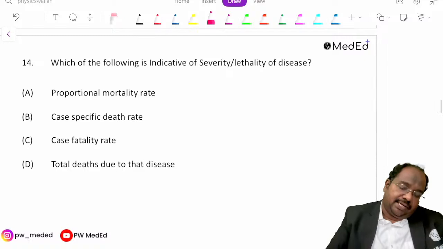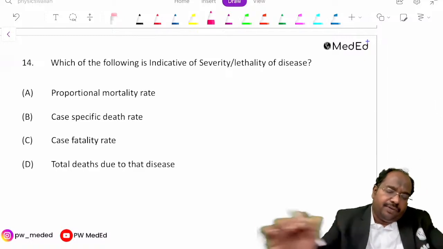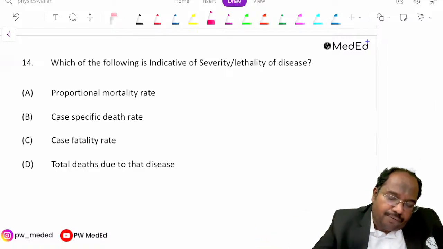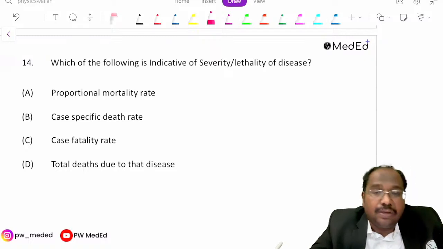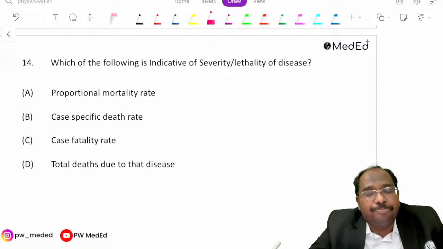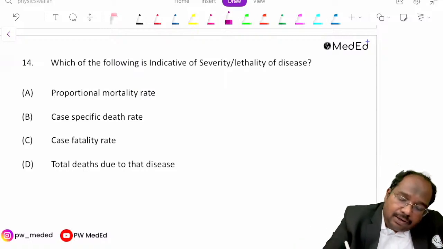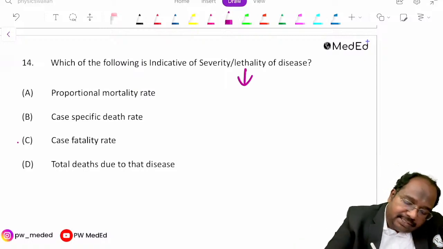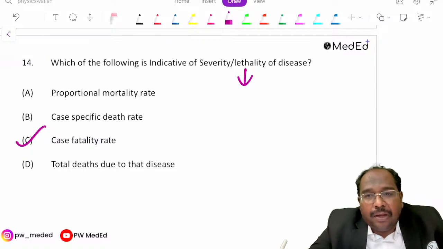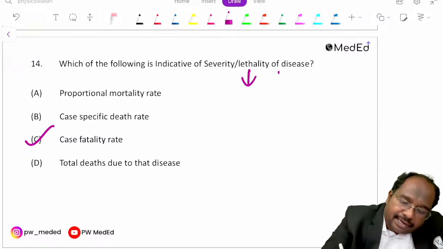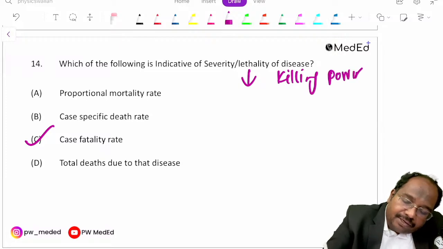Answer this question, guys. Which of the following is indicative of severity of the disease? Come on, answer this. Severity of disease, the answer is case fatality rate. Severity, lethality, killing power, all are the same. Killing power of the disease.